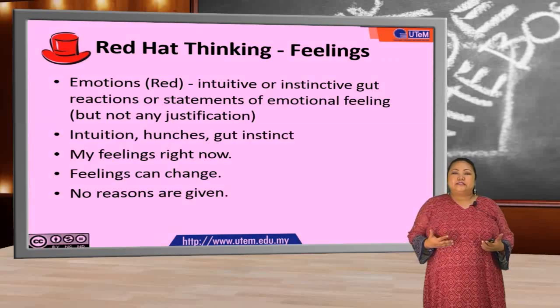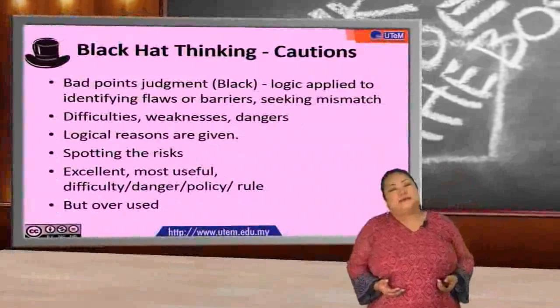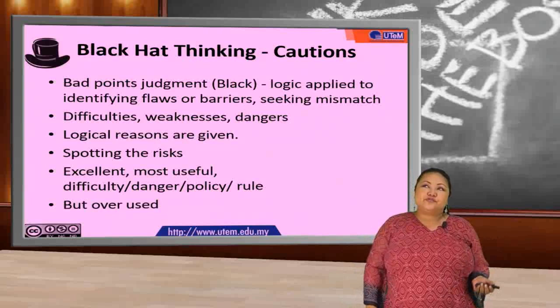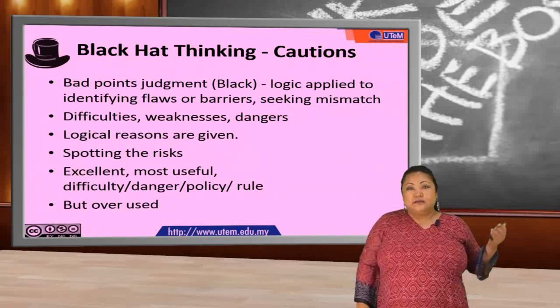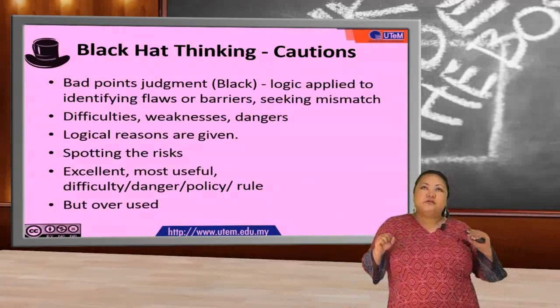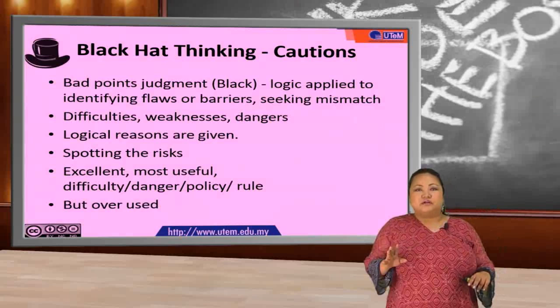Next, black hat thinking. Now, this is what people are very, very used to. They're used to finding faults with things. They used to be able to talk about obstacles. You know, it's not that it's bad, but it is kind of overused. I'm sure you've been to many meetings where somebody was saying something good, and someone goes, oh no, that's never gonna work because blah, blah, blah. So it tends to be overused.